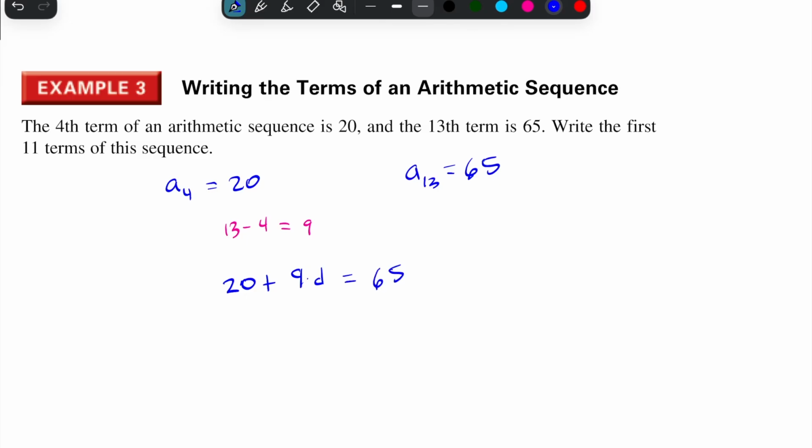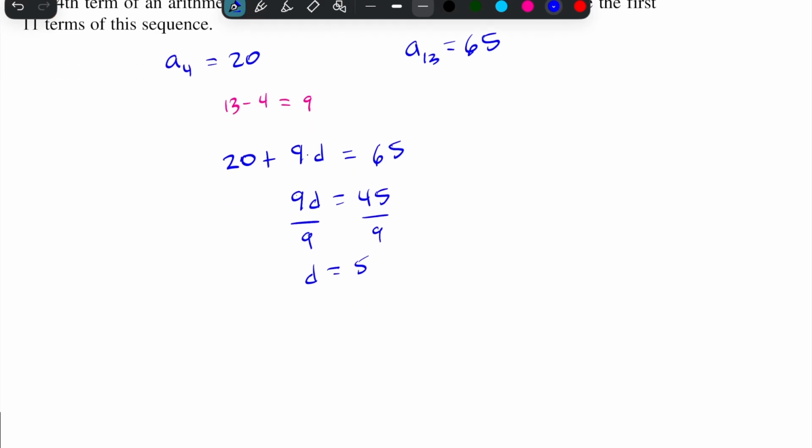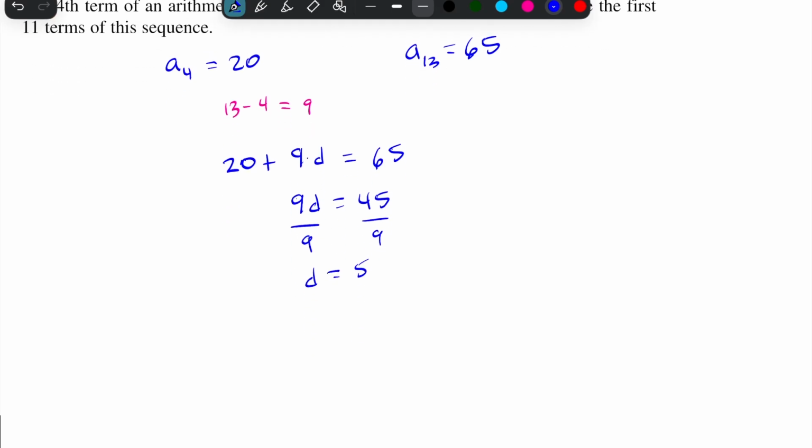Now I just have a basic algebra 1 equation that I'm going to solve for my common difference d here. So subtract 20, 9d is 45, divide by 9, d is 5. So now I've figured out the common difference that I'm adding is 5. So I want to write the first 11 terms. I know the fourth term is 20, and I'm just going to keep adding 5 to get to my next term.